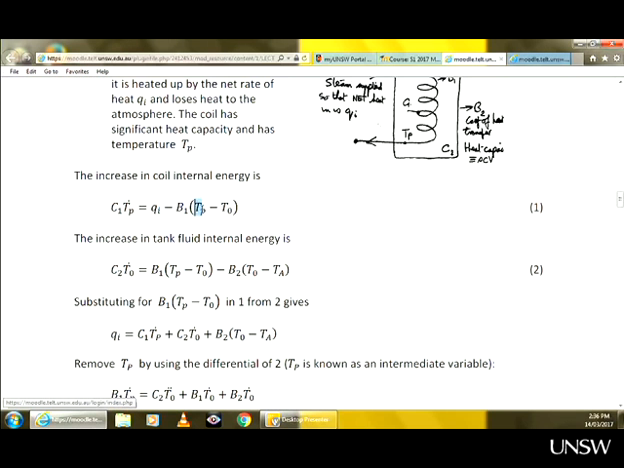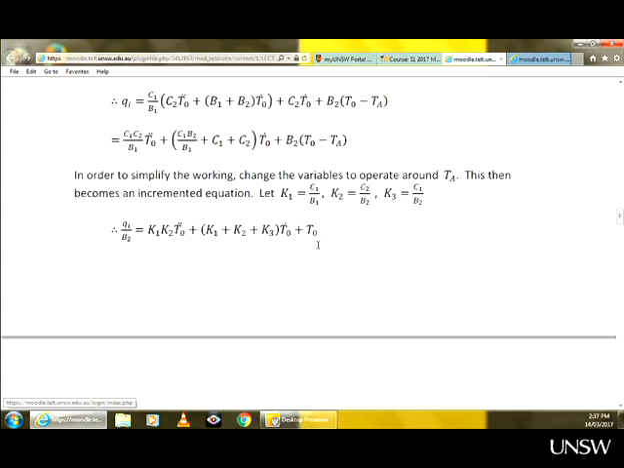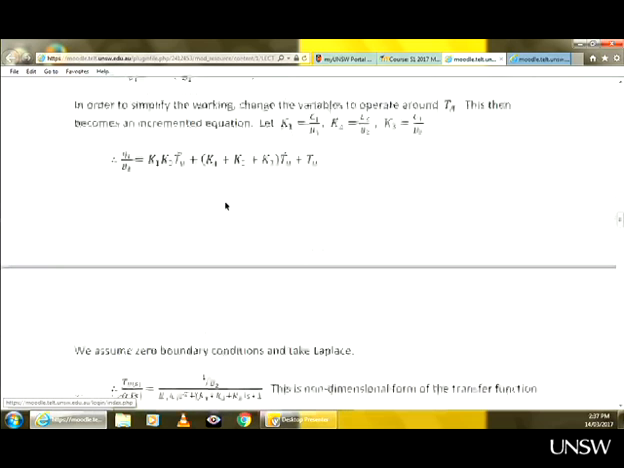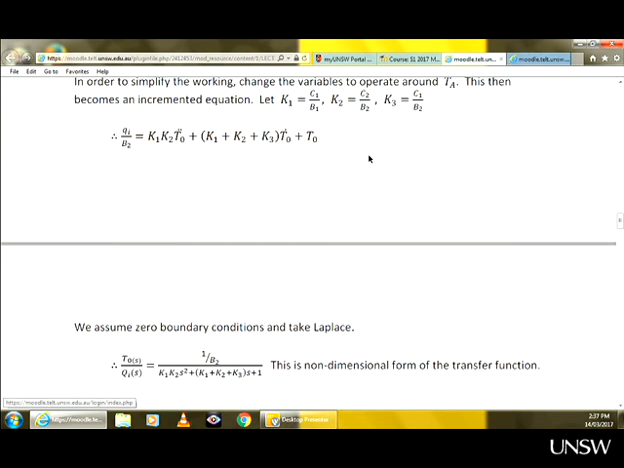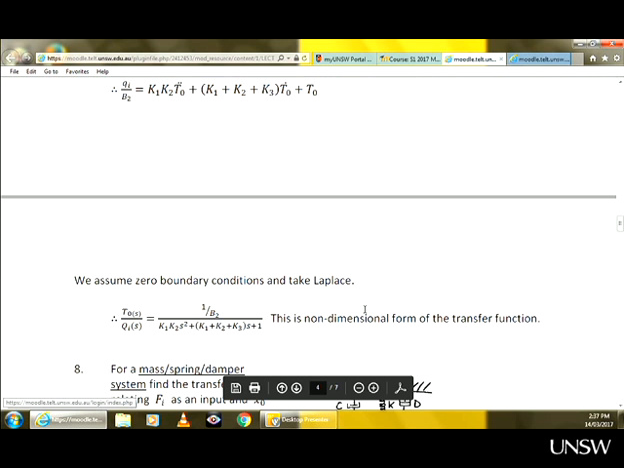Because it would still contain TP. I'm not saying this is the only way to solve it, but we can't do it because we still have TP and we don't want it. So the only step now that is left is to apply the Laplace transform to both the left-hand side and right-hand side and obtain the transfer function. In this case, as stated here, this would be a non-dimensional form of the transfer function.